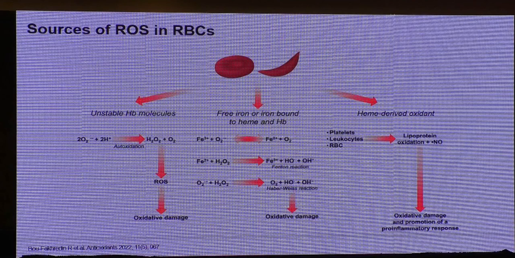And on the right side, you can see that some heme-derived oxidants induce the recruitment of platelets, leukocytes, and red blood cells, leading to lipoprotein oxygenation and consumption of nitric oxide. And this is often seen in vascular endothelial cells, and this leads to a pro-inflammatory response, oxidative damage, and this is what we commonly see as a procoagulant phenotype that we often see in beta-thalassemia.